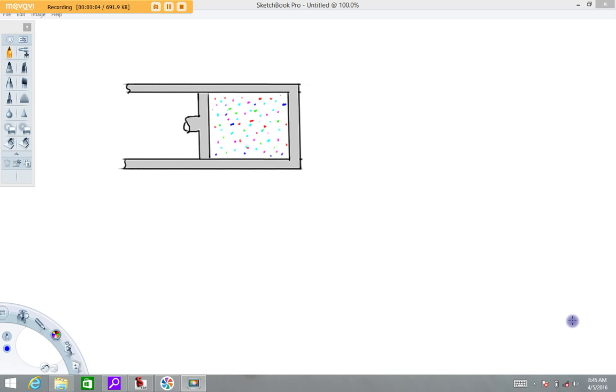The purpose of this video is to demonstrate how work is calculated on a gas and how to draw PV diagrams. So what we're looking at here is some sort of piston cylinder assembly. These different colored dots in here are representing molecules of some sort. So there's some sort of gas in here.